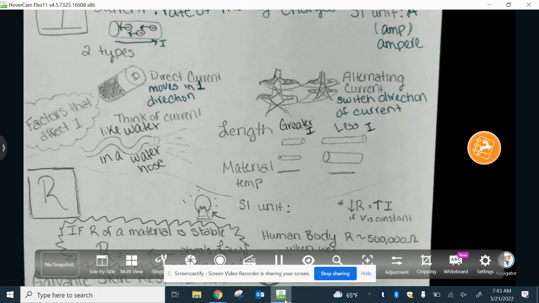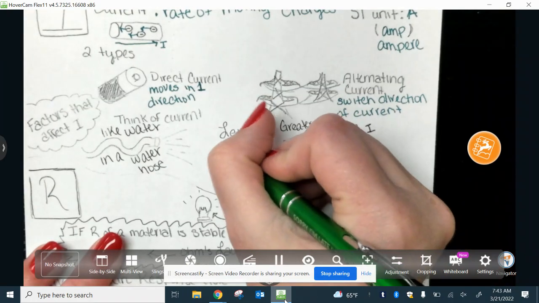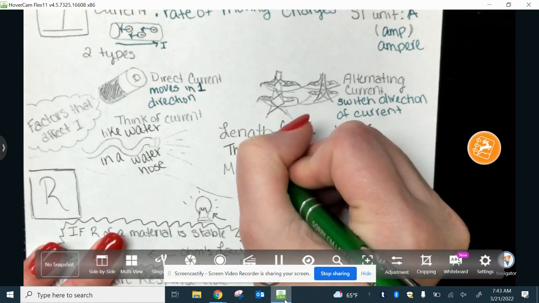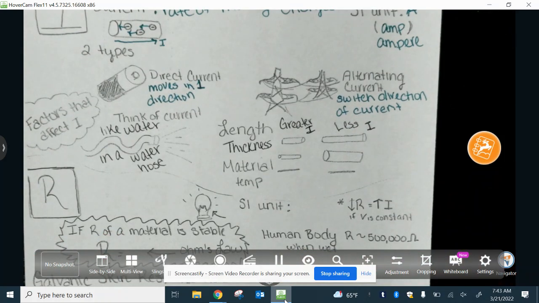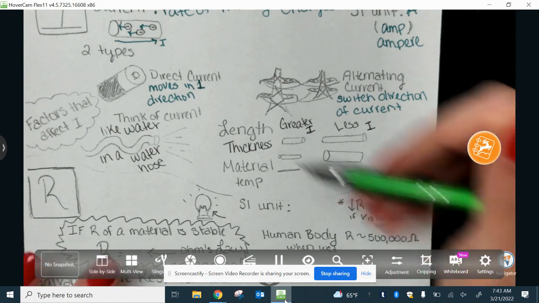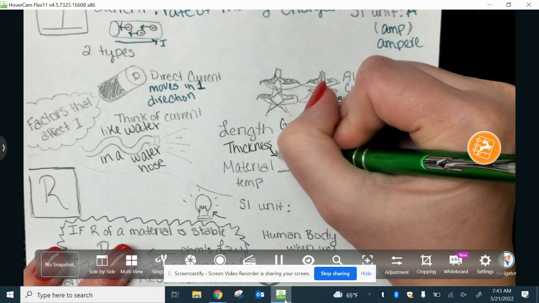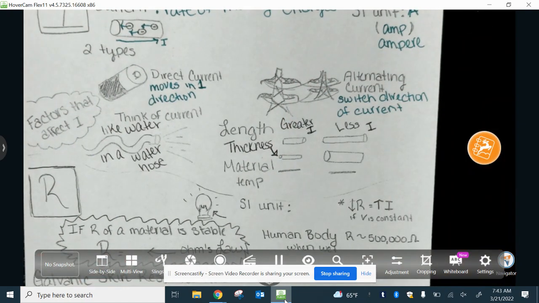The second one is going to be thickness. If you have a thinner hose, your pressure is going to be greater than if you have a big fat hose.